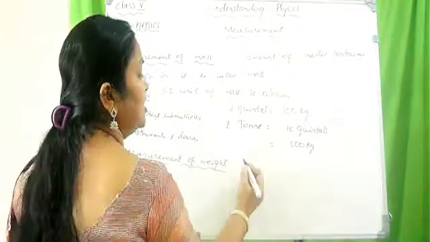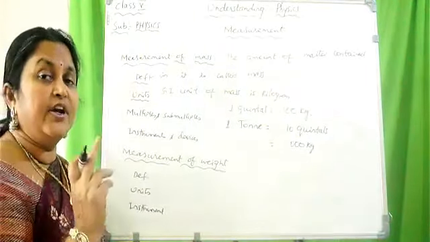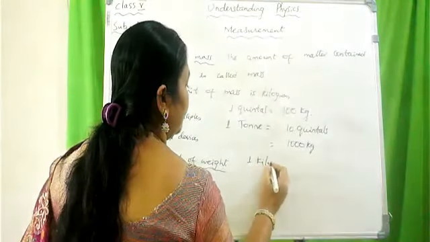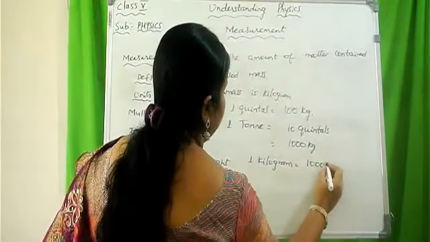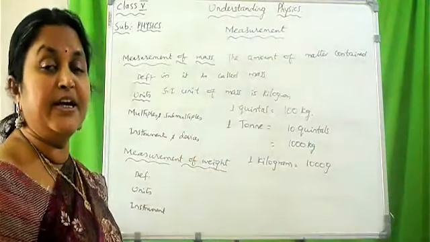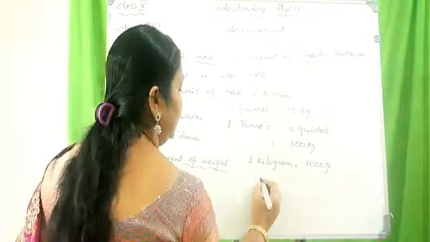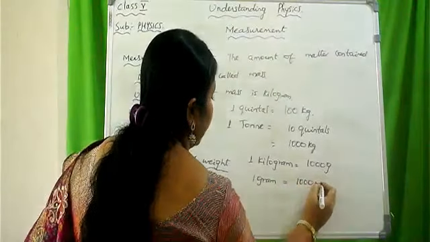Okay, now coming to submultiples. Submultiples means less than the kilogram. So 1 kilogram is equal to how many grams? 1 kilogram is equal to 1000 grams. And another submultiple: 1 gram is equal to how many milligrams? 1 gram is equal to 1000 milligrams.